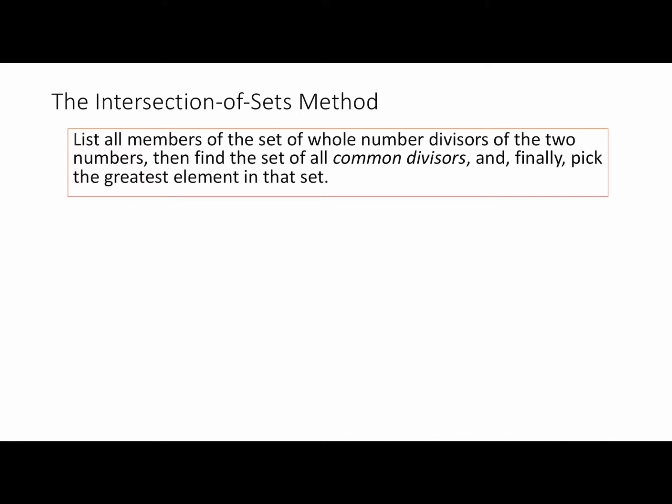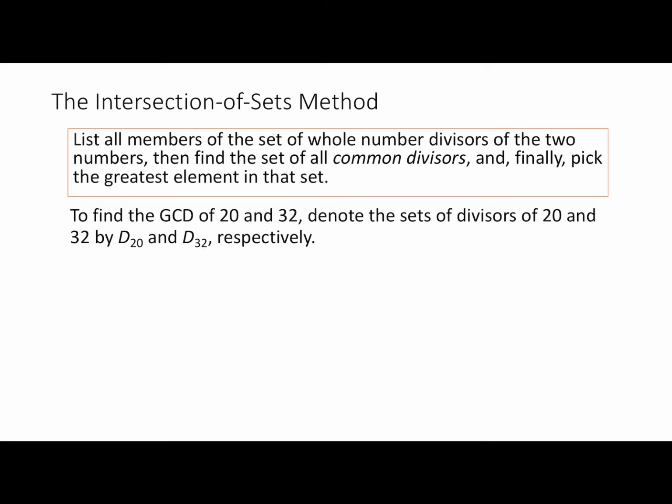Let's look at the intersection of sets method for computing the greatest common divisor. So the idea here is that I'm going to take both of my numbers and list all of the whole number divisors of each number. Then I'm going to find the intersection, so there's my intersection of sets, and then I'm going to pick the greatest element in that set. So let's look at an example.